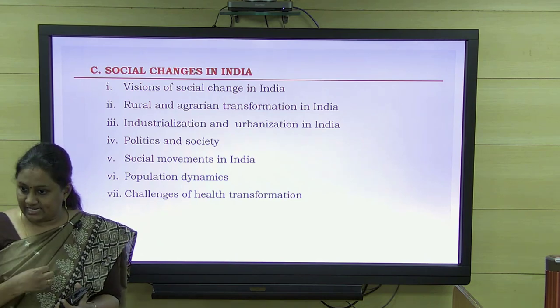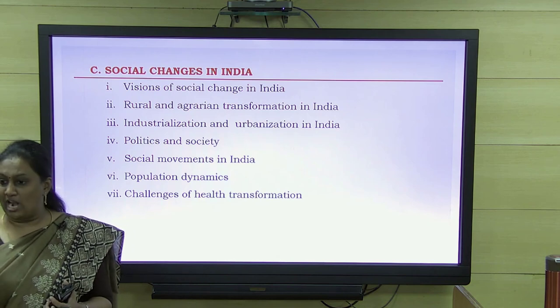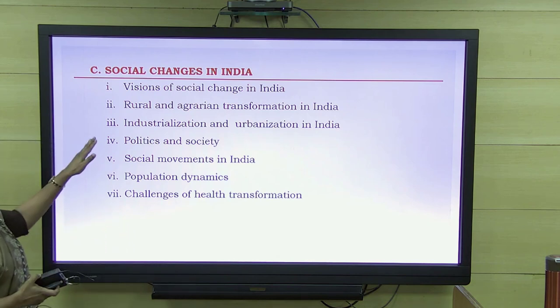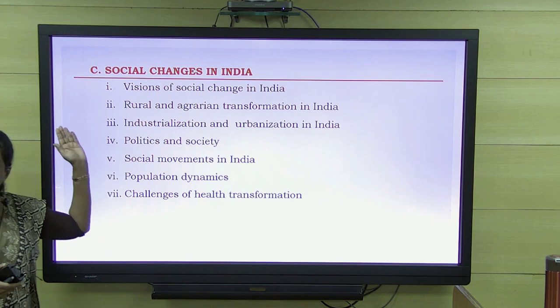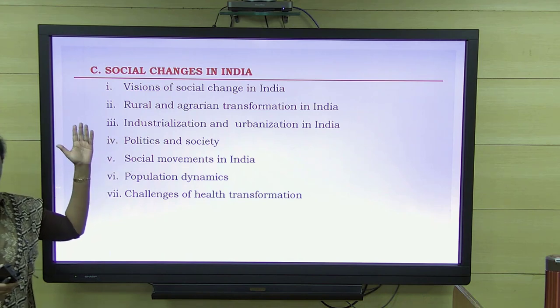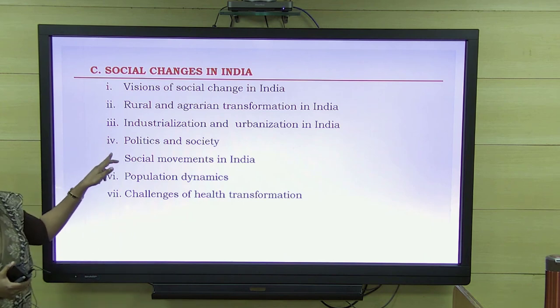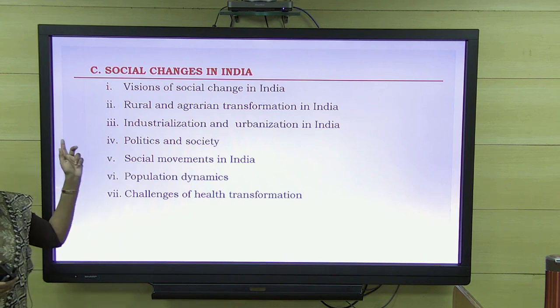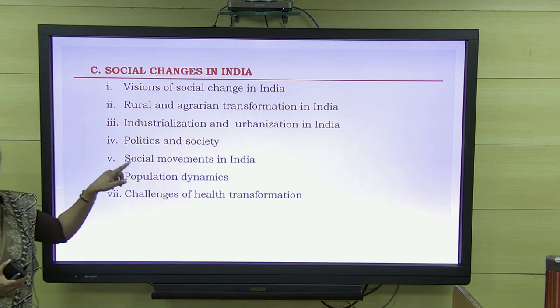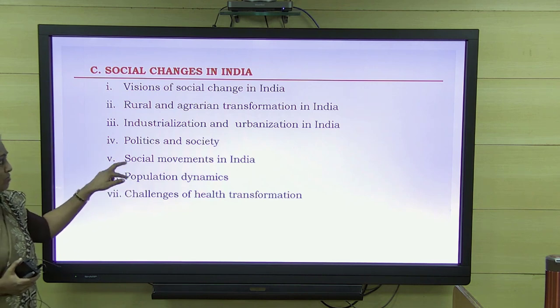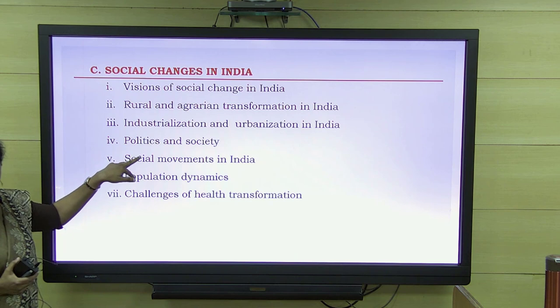What is the current status? Where do we have to go? What are all our problems? All this is covered here, as well as in unit B. Some parts are static, some parts are dynamic. Okay? Then we already studied politics and society. I told you in paper 1, same thing in paper 2 also. Social movements are a part of this only. Separately we have it as a unit, but it is a part of politics only.